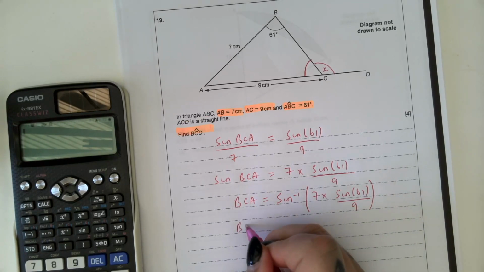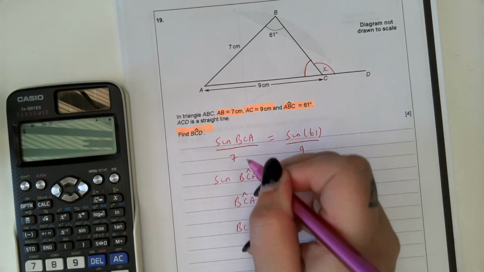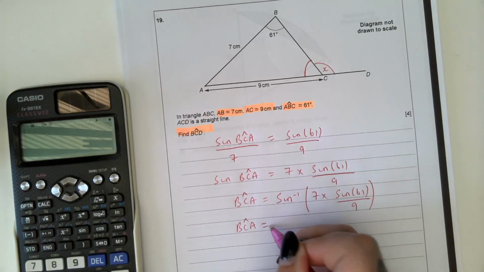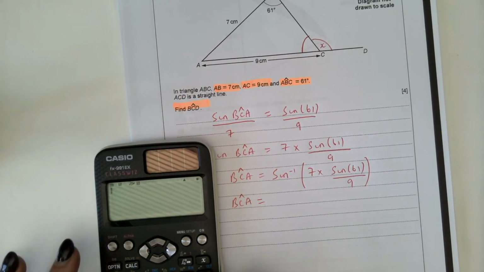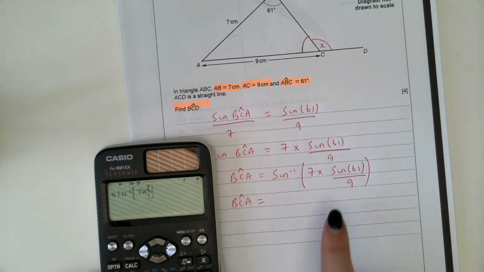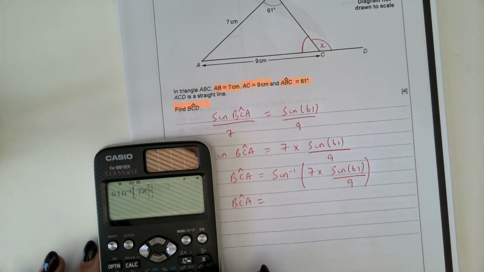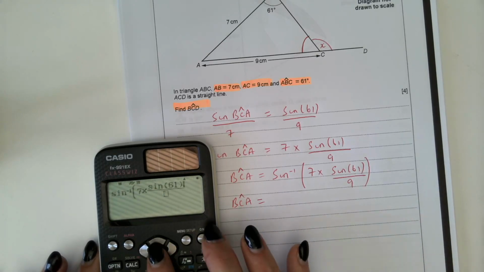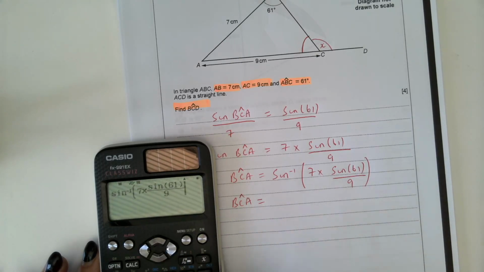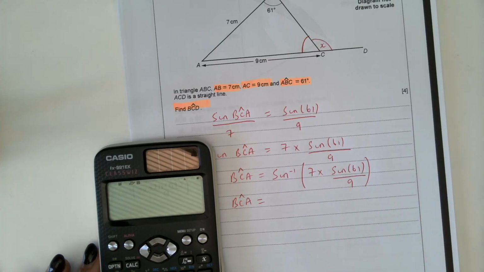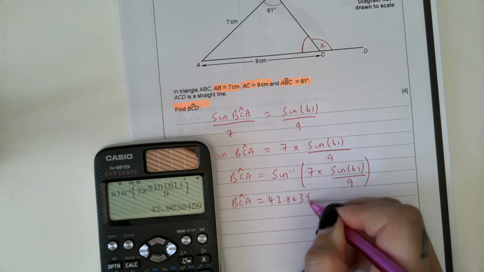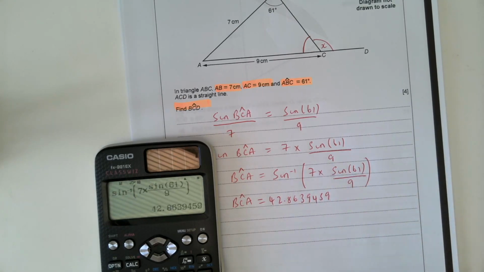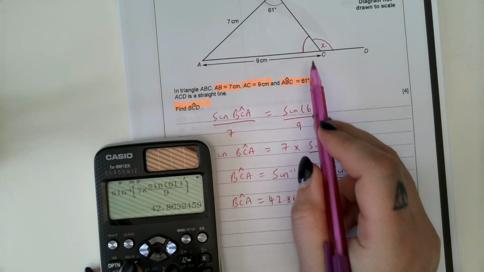And I'm going to put it in my calculator. Just put that there to remind us it's an angle. Exactly as you can see there. So we have the inverse sine, so shift and sine. And then it's 7 multiplied, and then everything else is in a fraction. So it's sine 61. Close the brackets. Over 9. Arrow off the fraction. Complete the bracket. So that angle is 42.8639459. So BCA, that's this angle here.